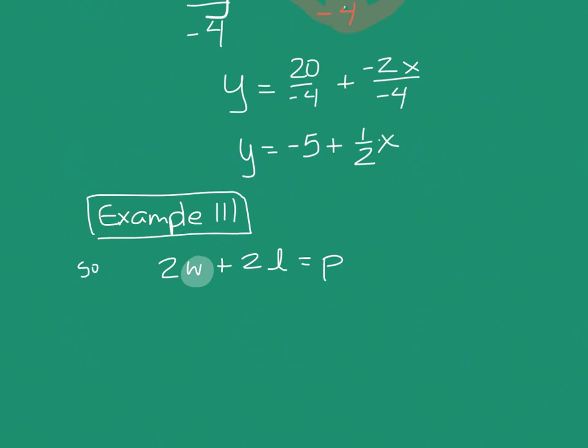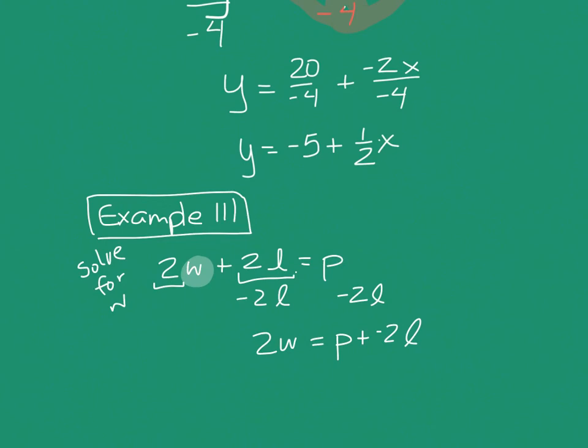And every problem will say solve for a particular variable. All right, that means I need to get rid of the 2 in front of the W. I need to get rid of the 2L. Same process as we just did in the last problem. I'm going to add this piece first. Again, don't try to combine the right side. That's just P plus negative 2L. On the left side, we have 2W. That's left, because the 2L's canceled.